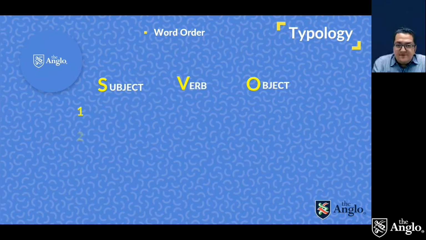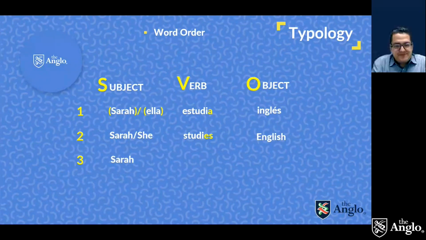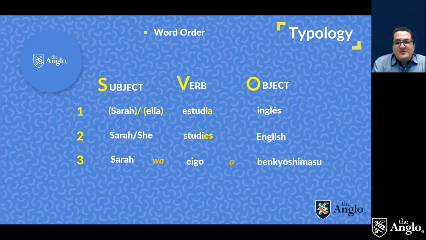For example, we have certain sentences here that illustrate this. Sara estudia inglés. Sarah or she studies English. Sarah, this is a different language, pay attention. Well, a stranger language than the one you would think. Sarah wa eigo o benkyoshimasu. That's Japanese, guys.